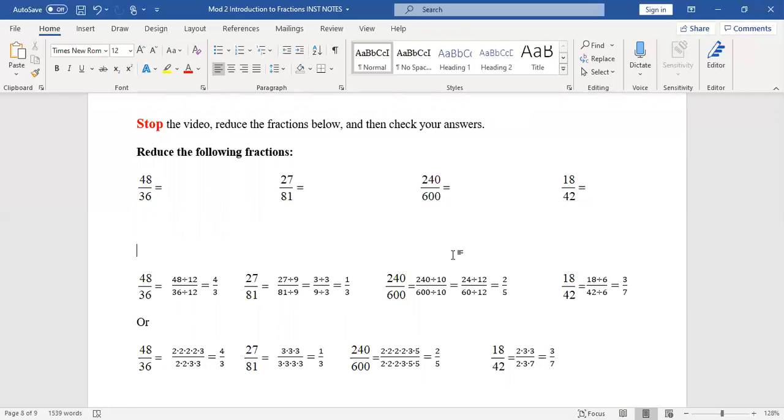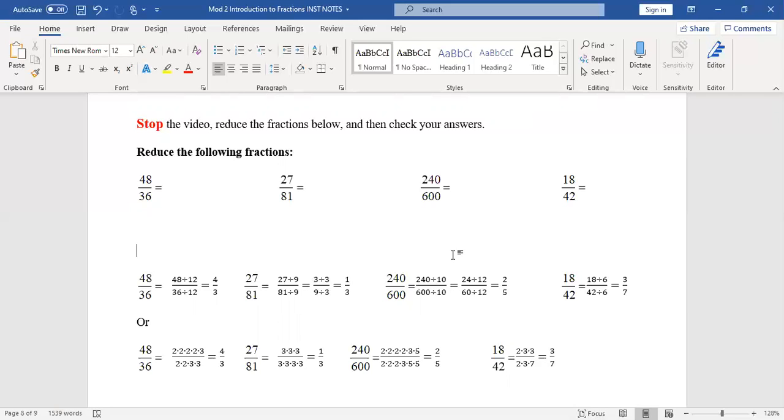Now 240 over 600, both of them end in 0. Therefore, those two numbers are automatically divisible by 10. So I divided them both by 10 and got 24 over 60. Both 24 and 60 are divisible by 12. 12 is a common factor. So I divided each of those numbers by 12 to get 2/5. 18 over 42, they have a common factor of 6. So I divided both of those by 6 and got 3/7.